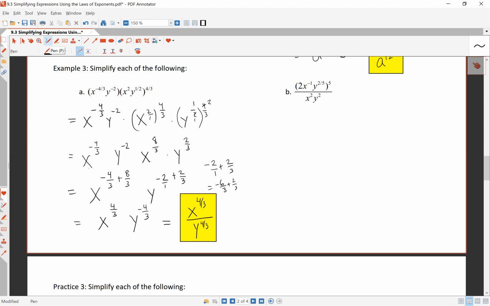Letter B, the numerator, everything is raised to that 5th power. So we have 2 to the 5th power, x to the -1 to the 5th power, and y to the 2/5 to the 5th power. Two to the 5th is 32. X to the -1 to the 5th is x to the -5. Y to the 2/5 raised to the 5th power: these multiply, and so the 5's cancel out, and we're left with y squared.